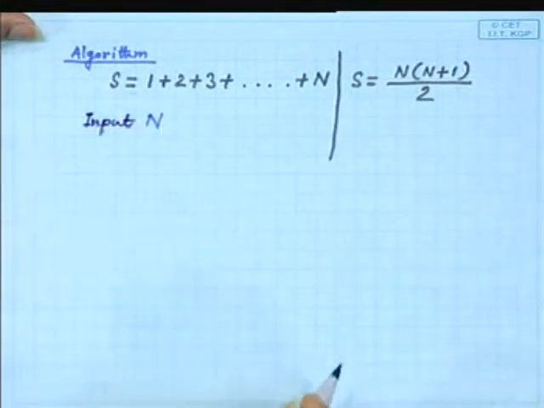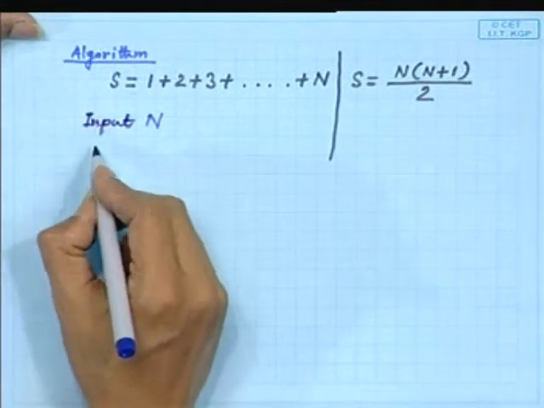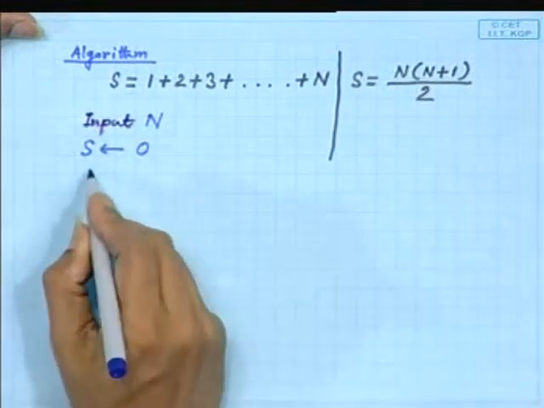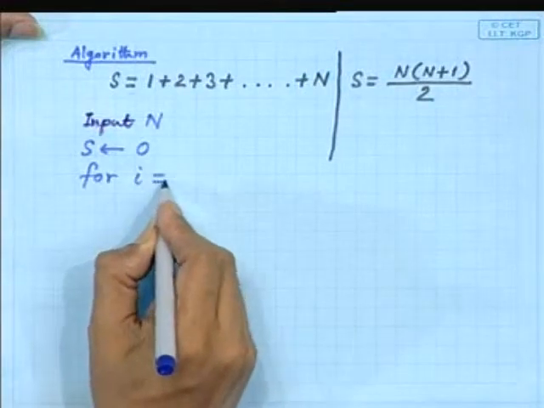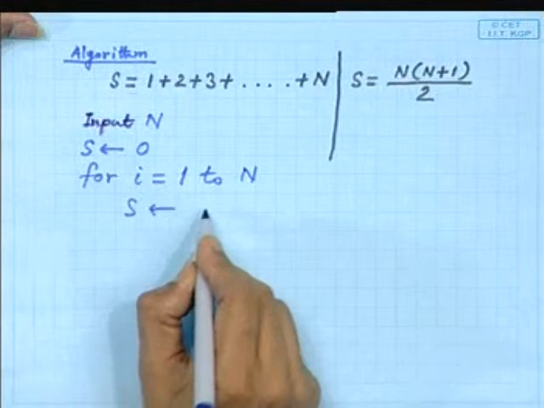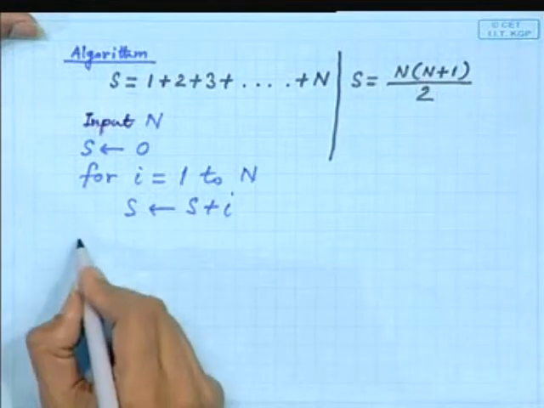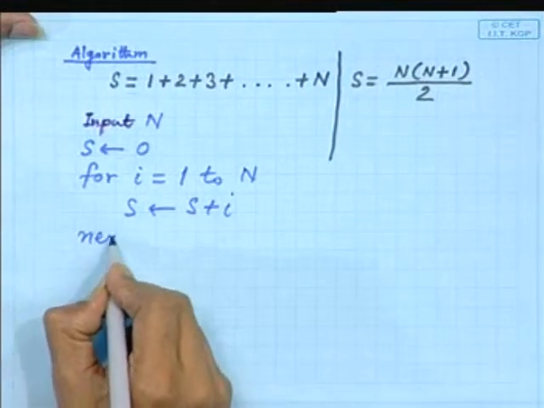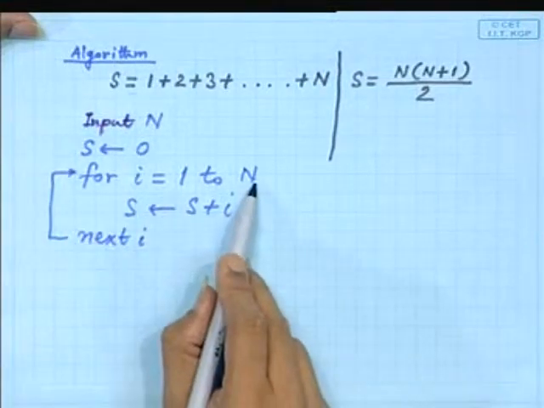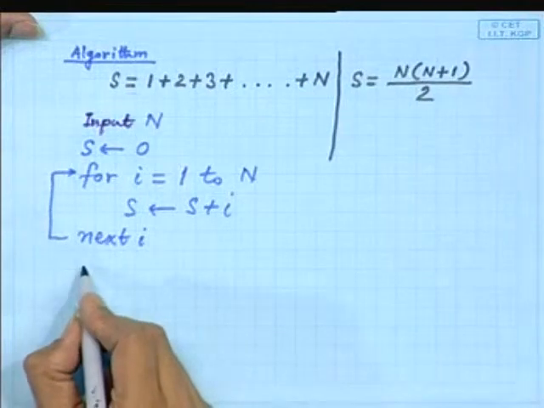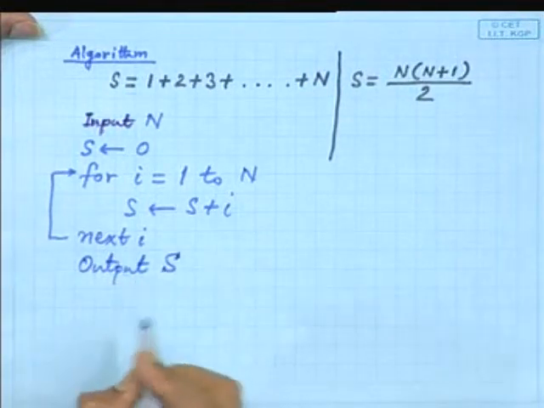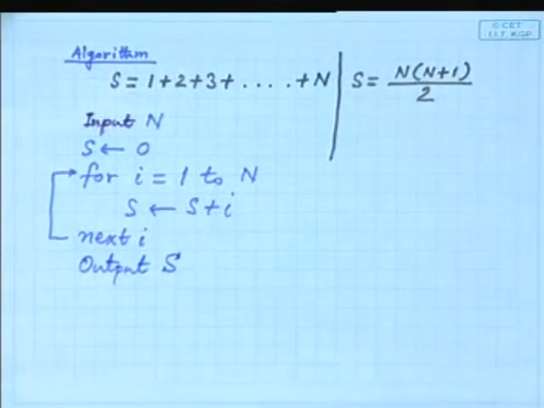Input from the user the value of n, then we need to initialize the variable s. Then for i equal to 1 to n we have to add up the numbers like this, s equals s plus i, and then we have to increase the value of i. So I will take the next value, go back here until it is reaching n, and if it is found, then we can output the value of s. Okay, so that ends the routine.